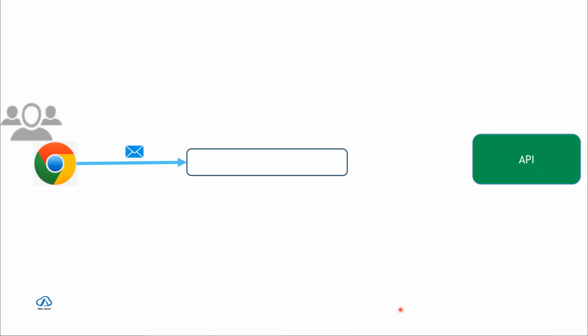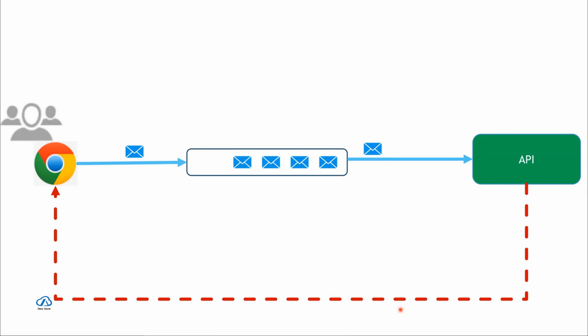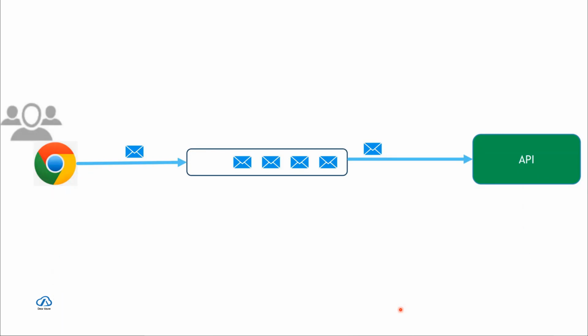Thank you. So the Chrome application in this case is going to send, or publish, the messages to the message queue. And then from the other side, the API is going to pull the messages from the message queue to start the execution of these messages. Then we have done one part of the communication, which is from the publisher or requester, the Chrome application, to the API.